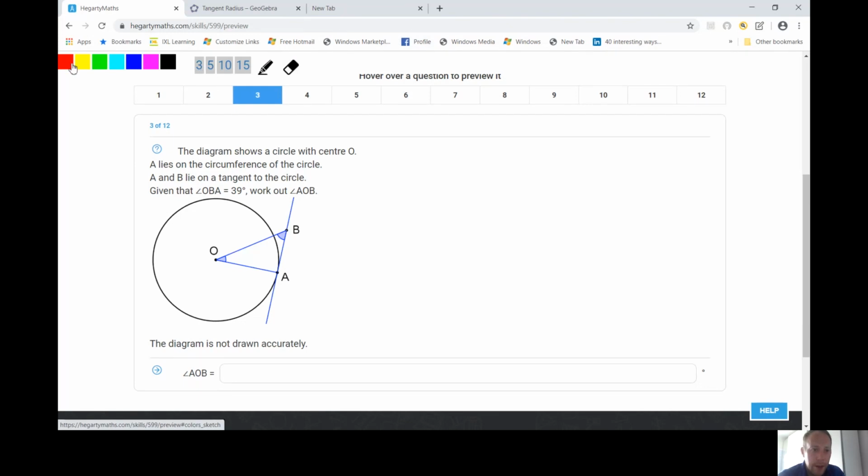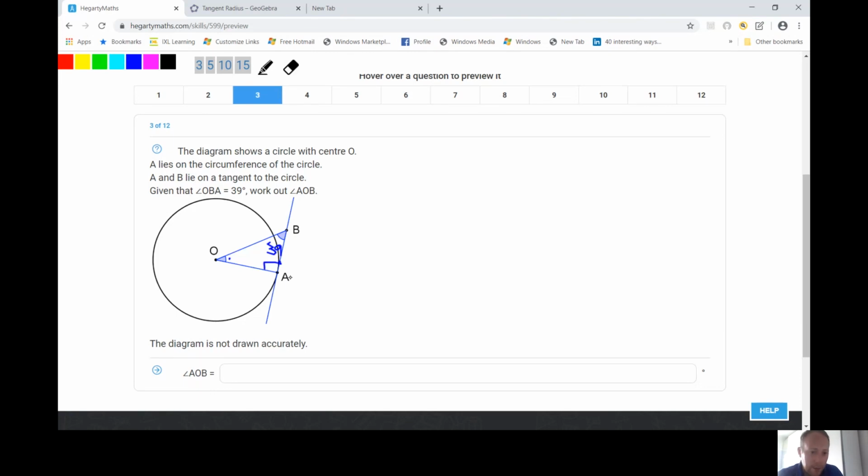So let's get the pen. OBA is 39 degrees, which means that this angle in here is 39. I've got to work out what AOB is, so I've got to work out this one. Well, using the circle theory rule that this one's about, which is the angle between a tangent and radius is 90 degrees, this one is 90.